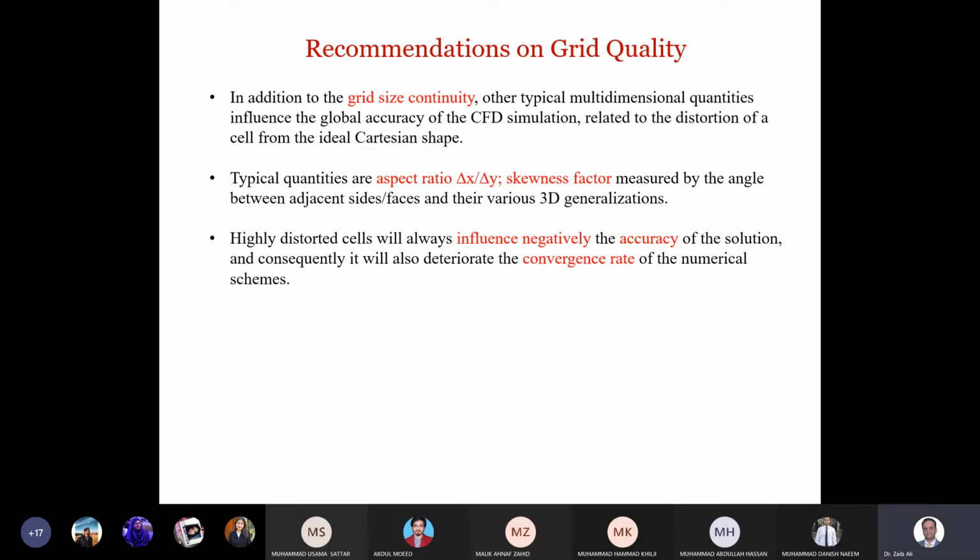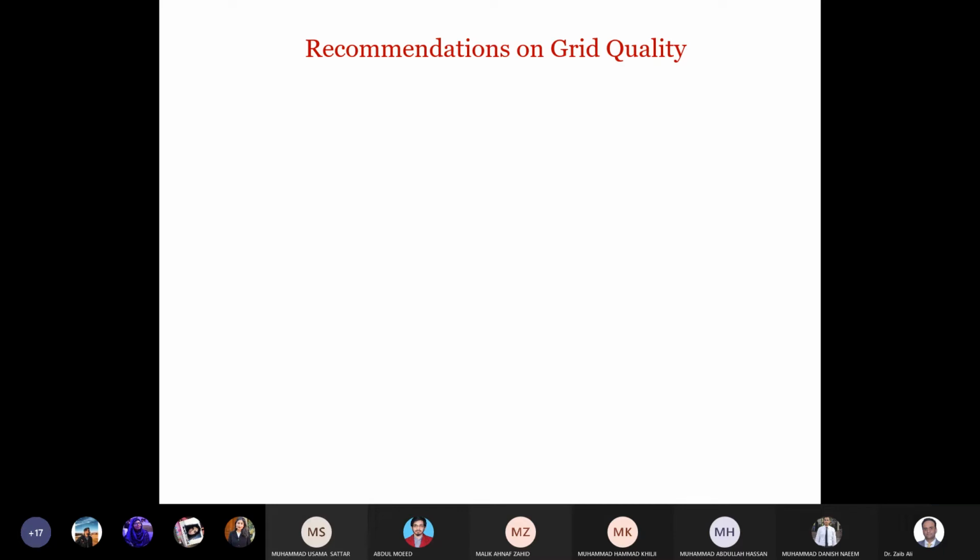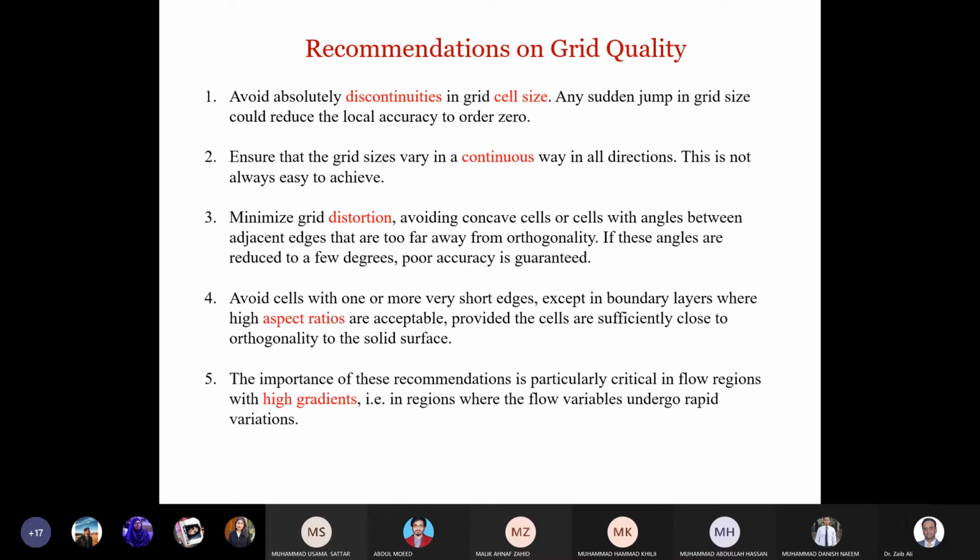Highly distorted cells like diamond-shaped cells, parallelogram cells, or highly skewed triangles will compromise the convergence rate and accuracy of the solution. Especially in high gradient regions like the shock wave region, you should have a good quality and refined mesh. And away from these more important areas, in the far field, you can have these restrictions relaxed a bit.